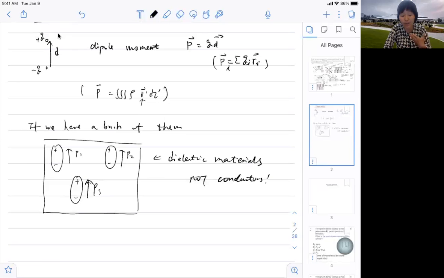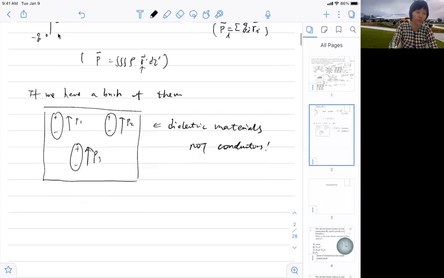For example, if you have an external field pointing up, the positive charges would want to go along with the E field, negative would go against the E field. So they will realign themselves under the external E field, so that you can see this dipole moment P will all be pointing in the same direction as your external E field, right? We call these dielectric materials. All of these materials, like plastic and glass, will be dielectric materials. They're not conductors, but they can be polarized, so they can respond to an external field.